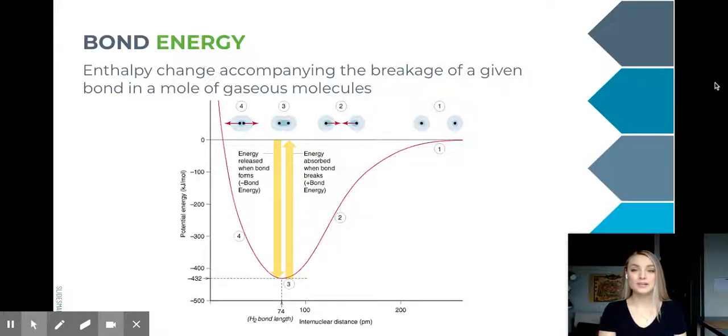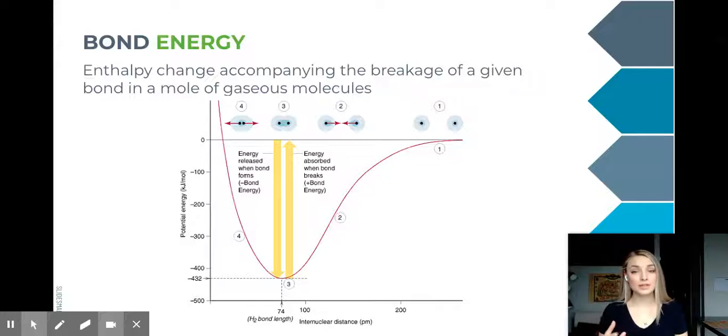With ionic compounds, we talked about the incredibly strong attractive forces between oppositely charged ions and how that creates a very strong exothermic reaction when an ionic solid condenses from its gaseous components. With covalent bonds, we're going to talk about the bond energy, which is the enthalpy change accompanying the breakage of a given bond in a mole of gaseous molecules. So just like lattice energy is formally the breaking up of a solid into its gaseous molecules, bond energy is the breaking of a covalent bond.